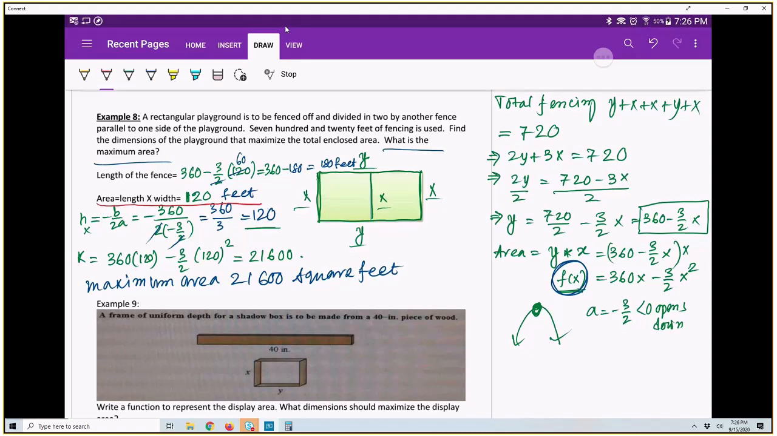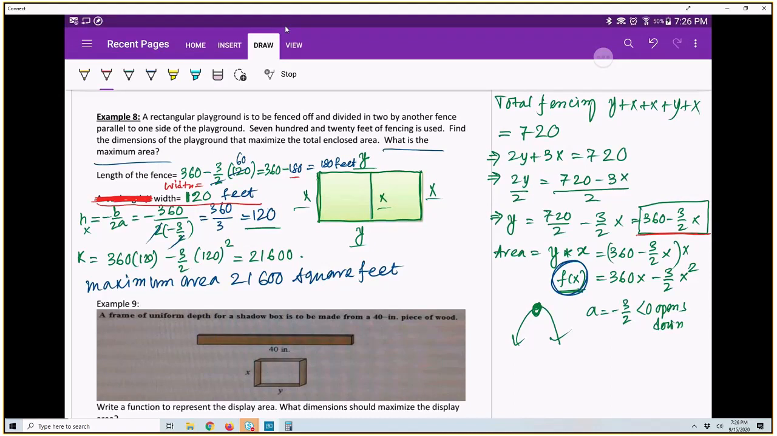That's the width of the rectangular field. And then I have found out that the length is given by the formula 360 minus 3 over 2x. So putting x equal to 120, I cancel 2 and 120, got 60. 3 times 60 is 180. So 360 minus 180 is 180 feet.